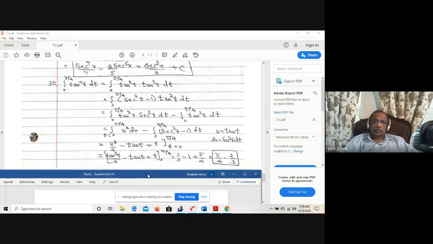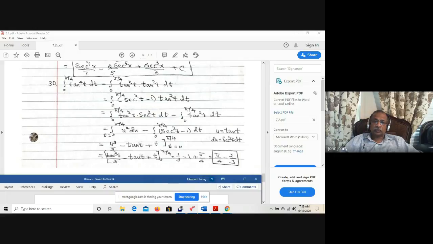And now u is tan t, so u cubed over 3 is tan cubed t over 3 minus tan t plus t. Substitute from 0 to pi over 4. Upper limit tan pi over 4 is 1. So it is 1 over 3 minus 1 plus pi over 4. The lower limit is completely 0. So the answer is pi over 4 minus 2/3.